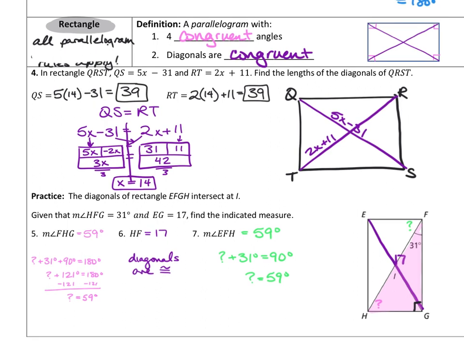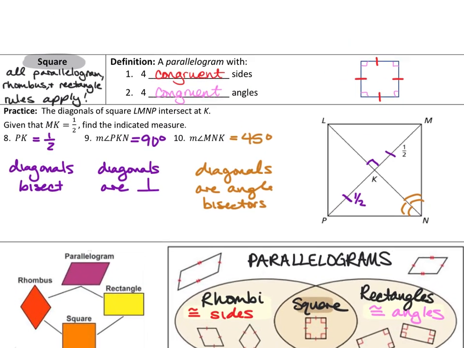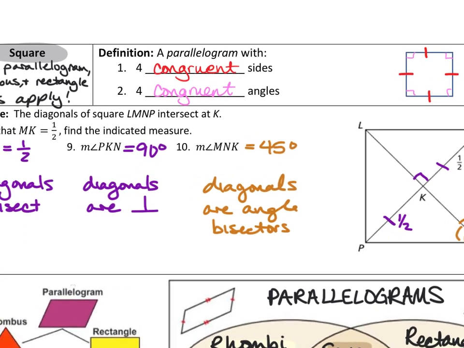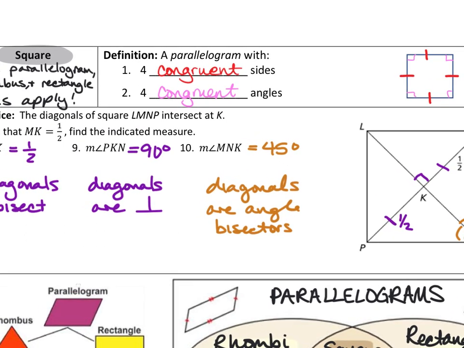On the back, we had our last shape, which was the square. For the square, it's all of them put together. So it is the rectangle, the rhombus, and the parallelogram rules. All of them apply for the square. With a square, the things that are added, again, because it's all of the rules for parallelogram, rhombus, and rectangles, most specifically, and probably what you're used to seeing, is that this is a parallelogram where you have 4 congruent sides and 4 congruent angles.